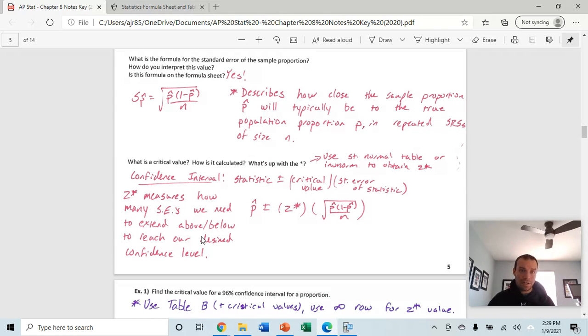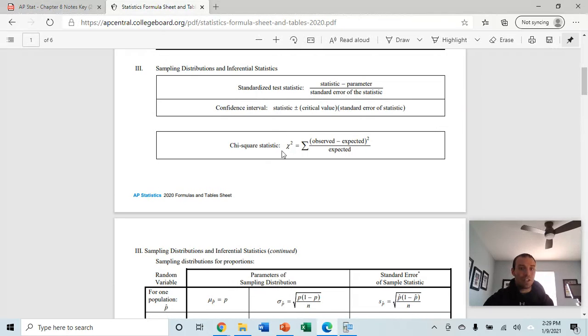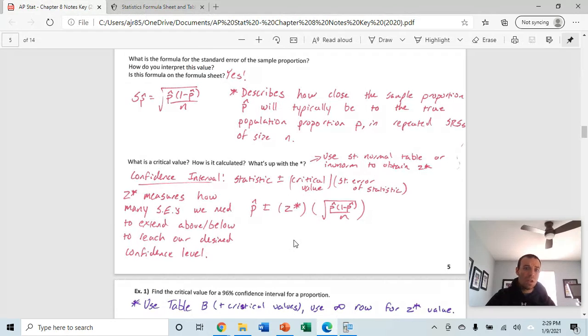When we are creating a confidence interval, you'll see that formula very generally on the formula sheet right here: statistic plus or minus critical value times the standard error of the statistic. We just talked about what the standard error of the statistic is. Now we have to think about what this idea of a critical value is. Specifically, for a proportion problem, that's going to look like p hat plus or minus z star. Z star is what's referred to as your critical value, times the formula for the standard error of the statistic.